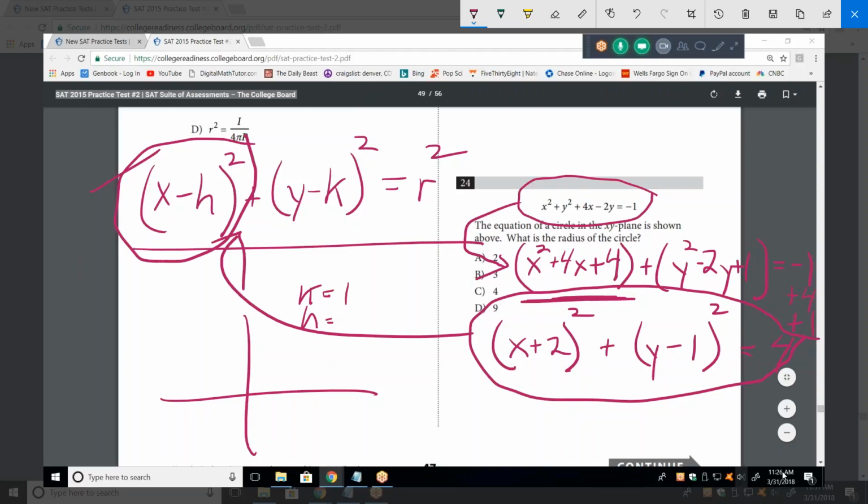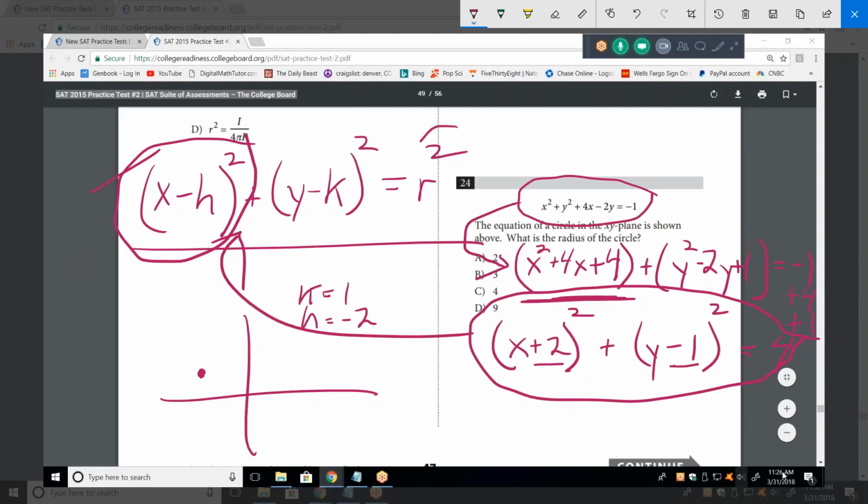h is the x-coordinate. Oh, 2. It's -2. In other words, it's always the opposite of that sign right there. Okay, the h-coordinate was -2. The y-coordinate was +1. So I know where that circle is. It's at -2, +1. That's its center.